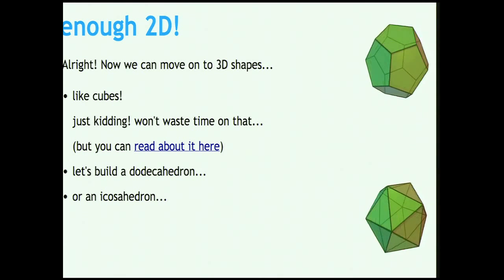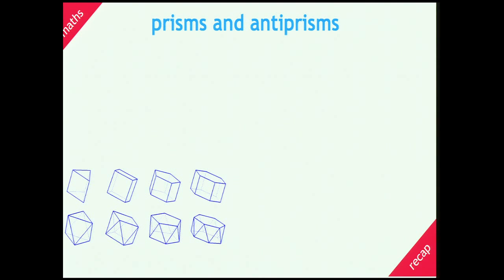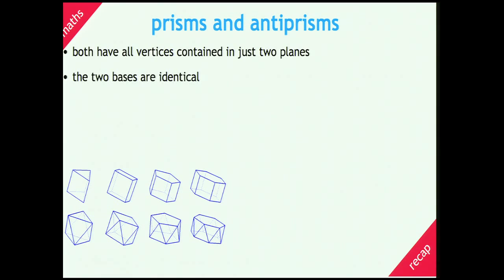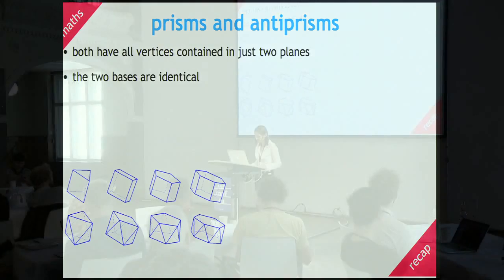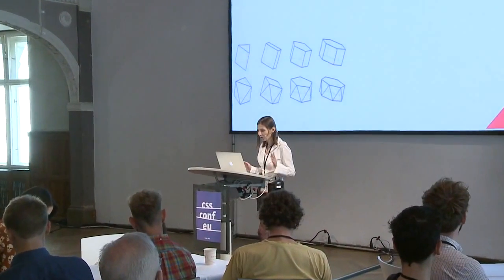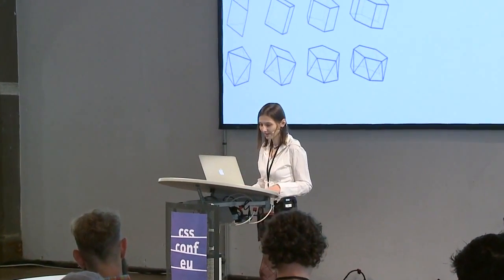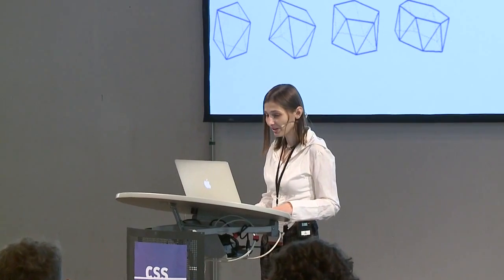But first, let's see a few more 3D shapes: prisms and antiprisms. So what are these? They both have all vertices contained in just two planes. Top plane, bottom plane, and you can see them. The two bases are all identical. The lateral sides are all parallel for the prisms. And one base is rotated by 180 over n, n being the number of sides, with respect to the other in the case of antiprisms.